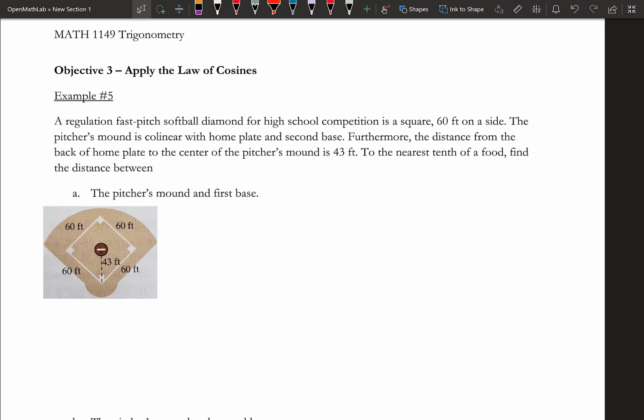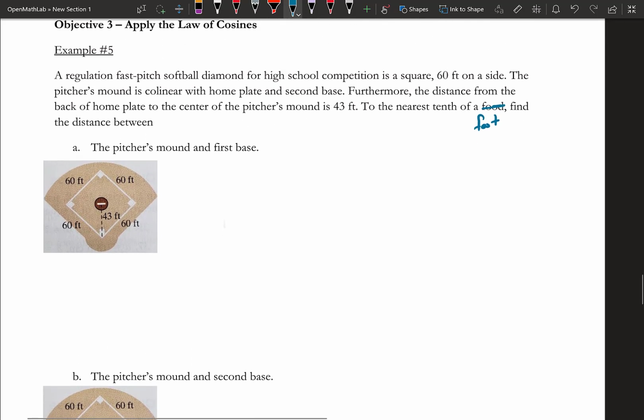A regulation fast-pitch softball diamond for high school competition is a square 60 feet on a side. The pitcher's mound is collinear with home plate and second base. Further, the distance from the back of home plate to the center of the pitcher's mound is 43 feet. To the nearest tenth of a foot, and I misspelled that, that should be foot, not food, find the distance between A, the pitcher's mound and first base, and then B, the pitcher's mound and second base. Right? We can see that's what we're finding.